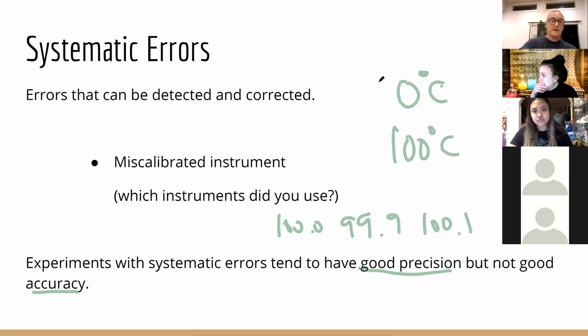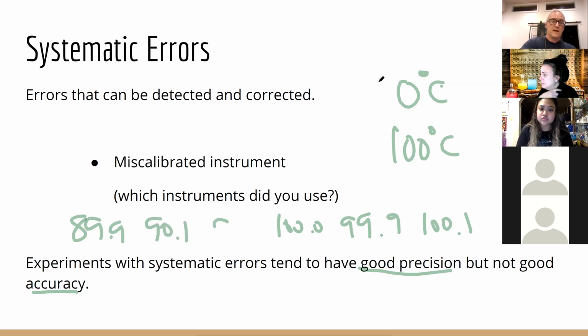Now, what about if I got 89.9, 90.1, and 90.0? Are these answers precise?